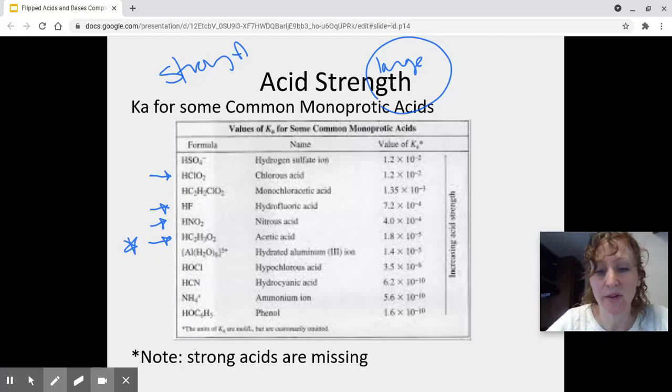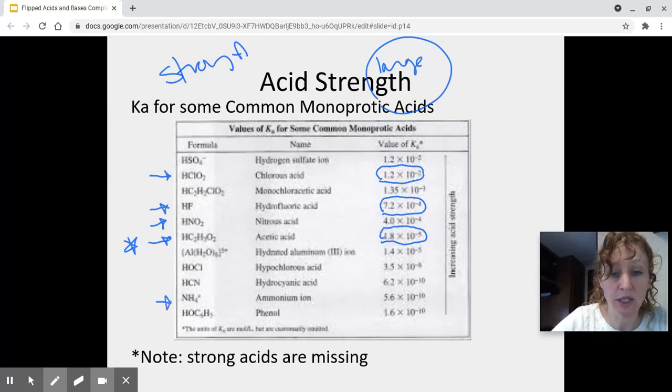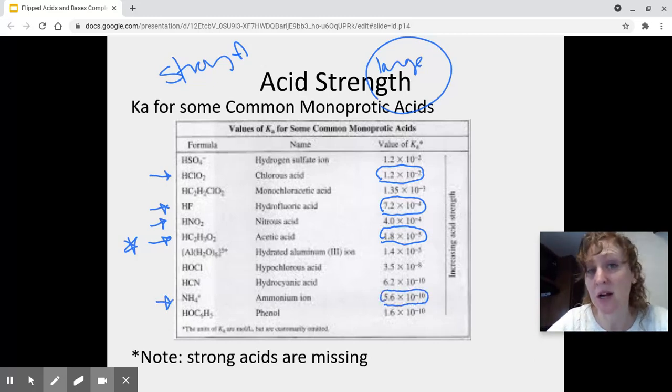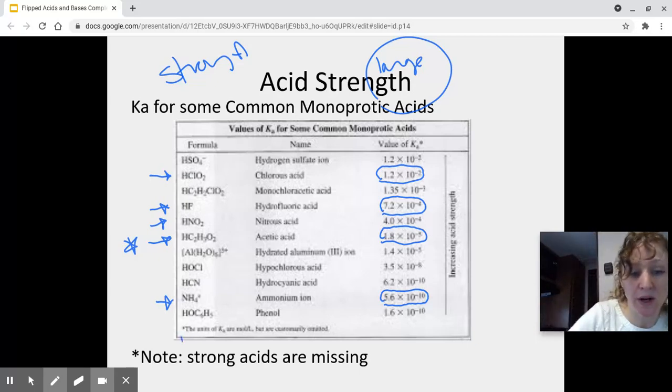And notice some of their values. At the very top, we have orders of the negative second. HF is on the order of negative 4, acetic acid on the order of negative 5, and even some of these things like ammonium are on here. This one is on the order of negative 10. We're getting pretty small as far as the K values go. But water as an acid would be even weaker. We would put water on this scale here, 1 times 10 to the negative 14.